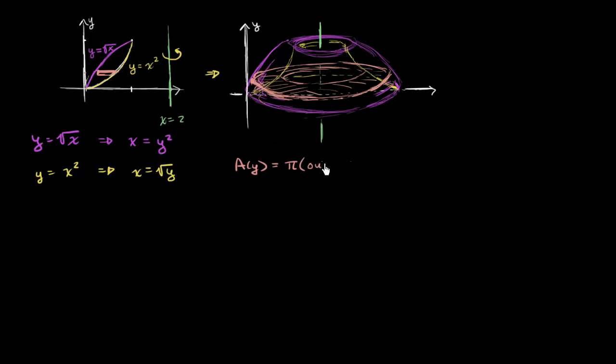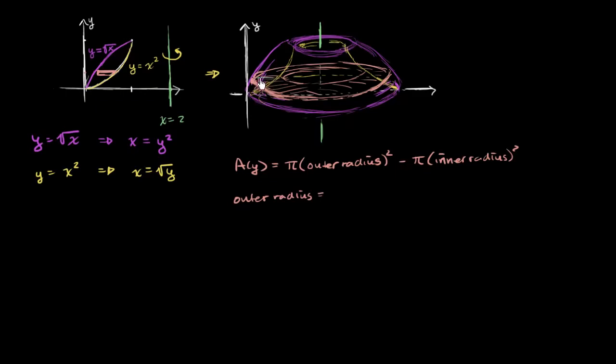Yeah, I'll just write outer radius as a function of y, squared, minus pi times inner radius squared. And we want this all to be a function of y. So the outer radius as a function of y is going to be what? Well, it might be easier to visualize.